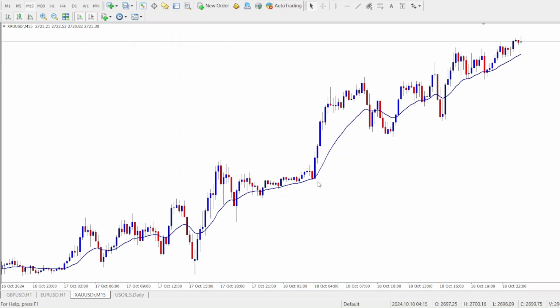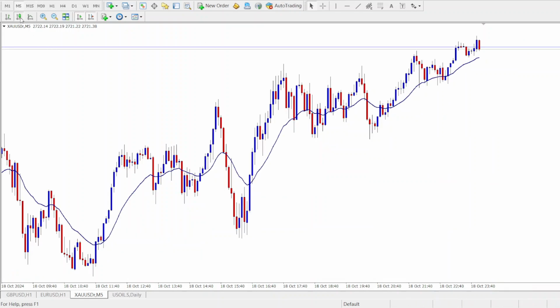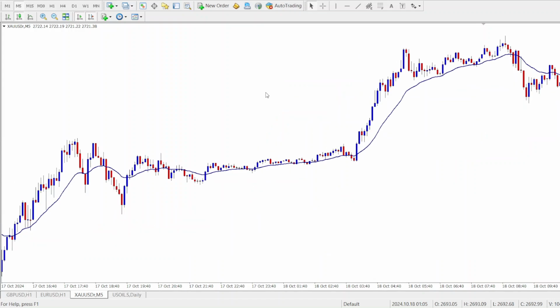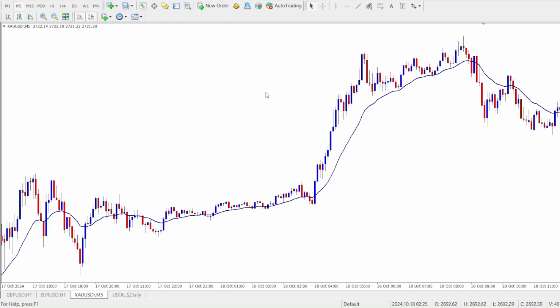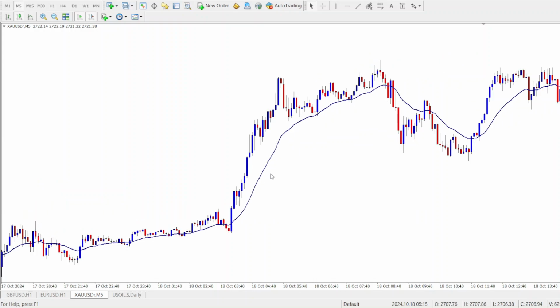Basically, how you use this strategy, you have to use it on the smaller time frames, perhaps 15 minutes or even 5 minutes or 1 minute, depending on how fast you want to be opening and closing your trades. This moving average basically shows you the direction of the trend and potential reversal points.